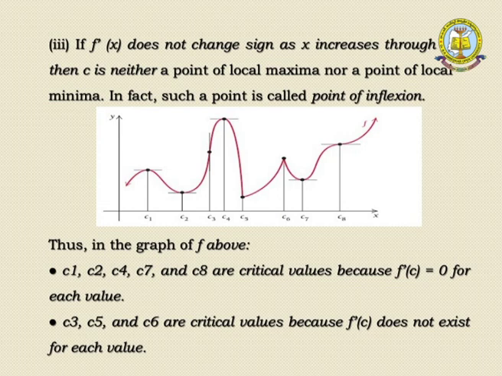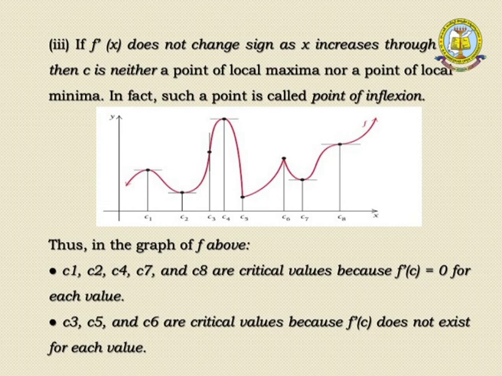These are all critical values. Why? Because f dash c exists. Here, f dash c exists means the tangent to the curve exists and is parallel to the x axis. Also, if you take c3, c5 and c6, these are critical values because f dash c does not exist for each value.